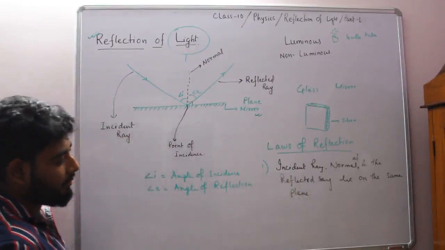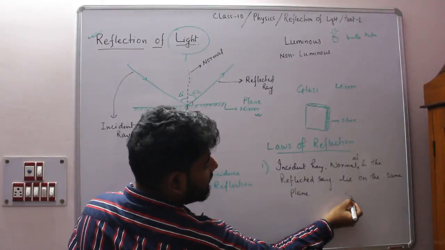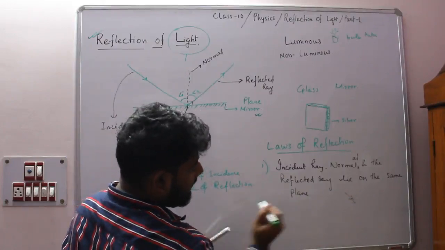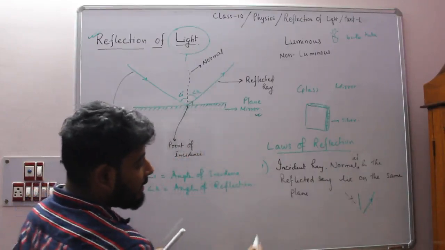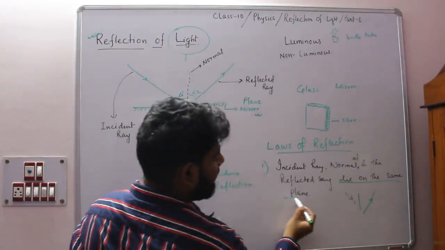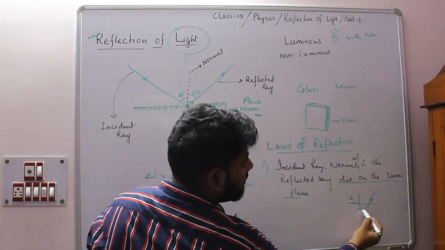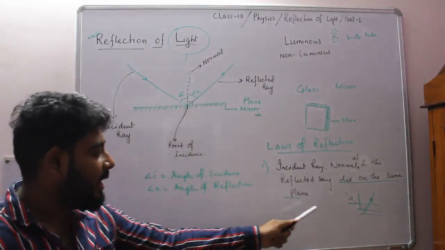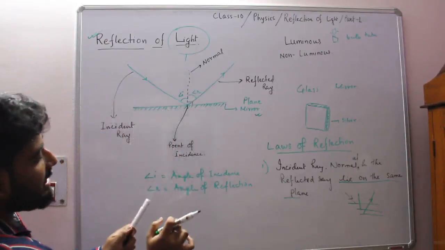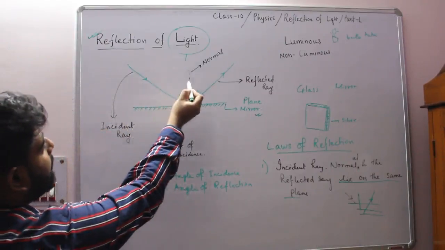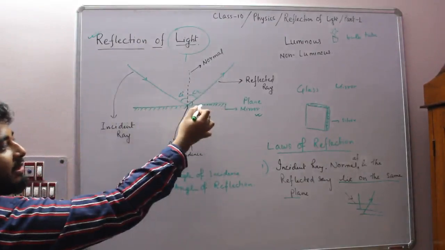The law says that the incident ray, the normal and the reflected ray have to lie on the same plane. That means, see, if you consider these three lines, are they lying on the same plane? No. So what is the condition? The incident ray, normal and the reflected ray should lie on the same plane. They are lying on the same plane.